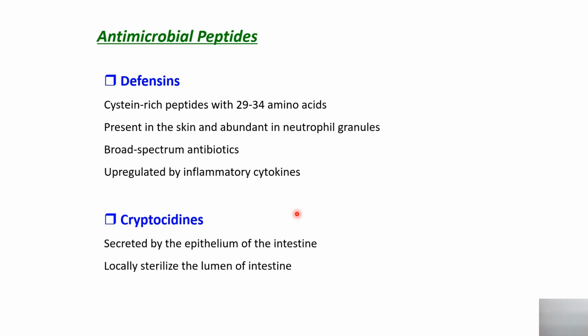We have talked about this. So, what are the antimicrobial peptides? Defensins are cysteine-rich peptides with 29 to 34 amino acids. They are present in the skin and abundant in neutrophil granules. They are broad spectrum antibiotics upregulated by inflammatory cytokines. Then we have the cryptdins secreted by the epithelium of the intestine and located in the lumen of the intestine.